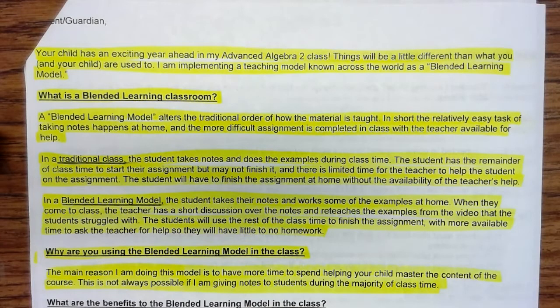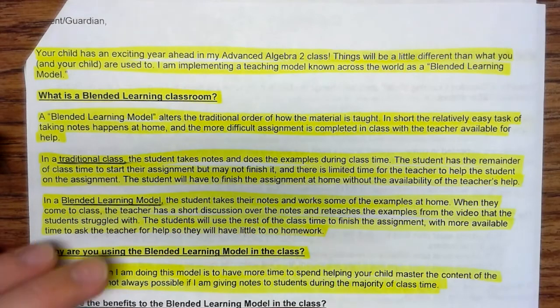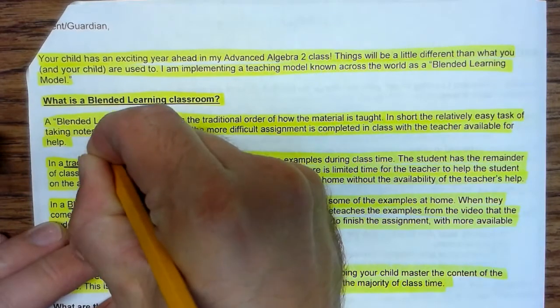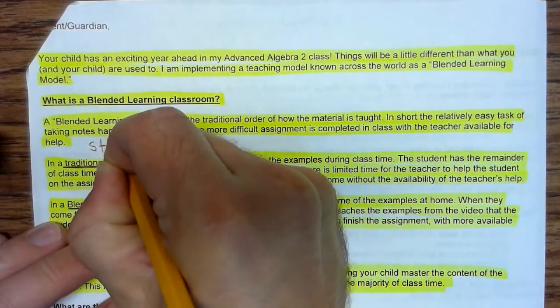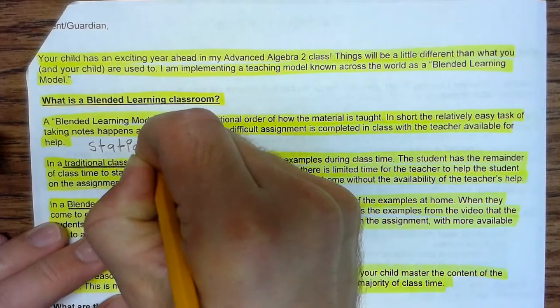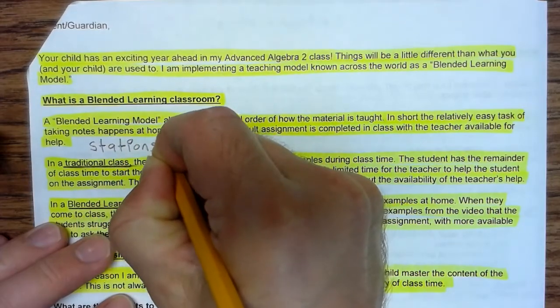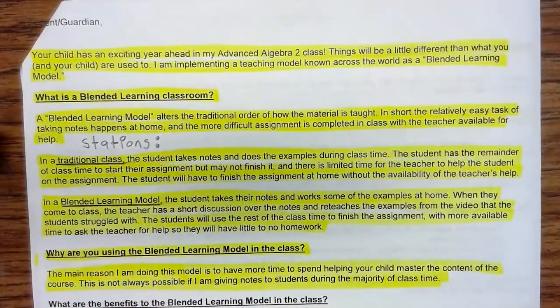In short, the relative easy task of taking notes happens at home, and the more difficult assignments are completed in class with the teacher available for help. Now, that is what you call a flipped model. But when you take the flipped model and you add stations, it becomes a blended learning model. Okay.